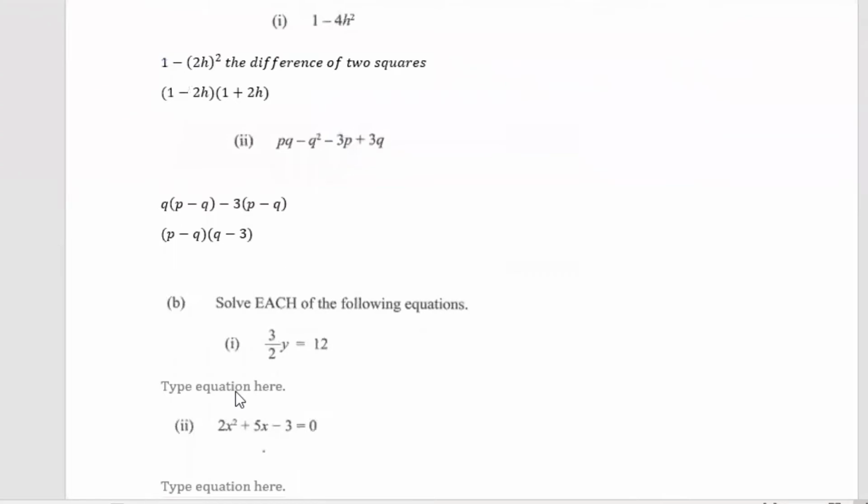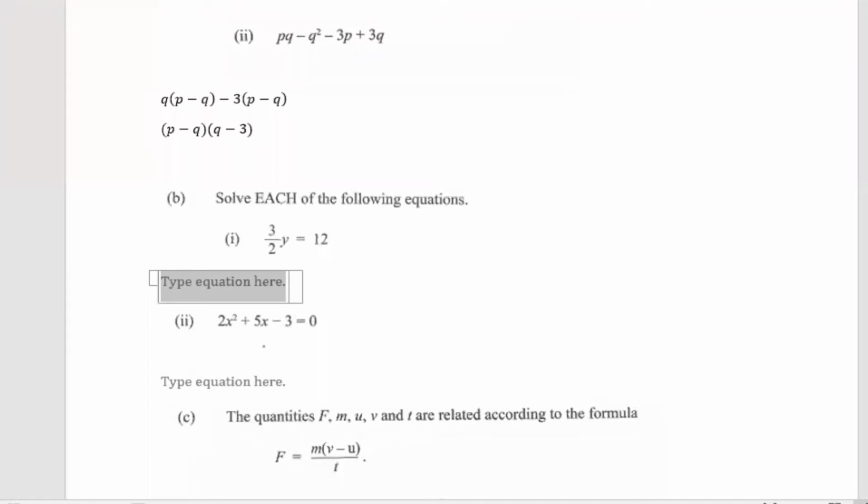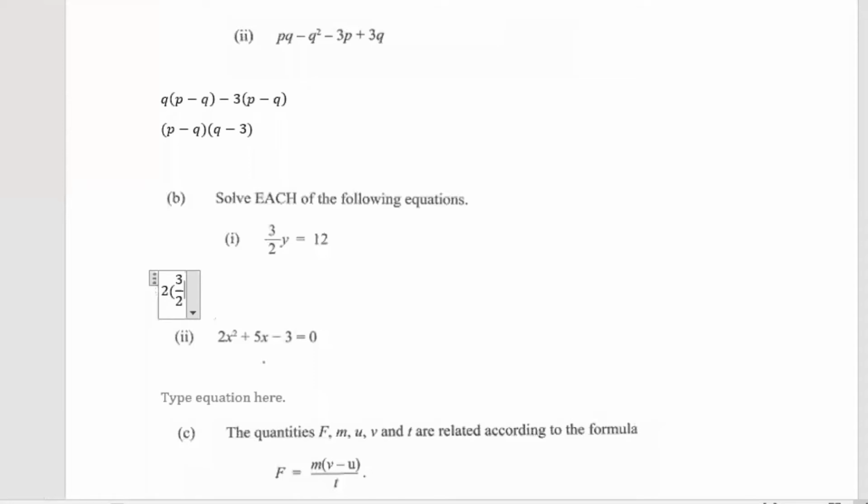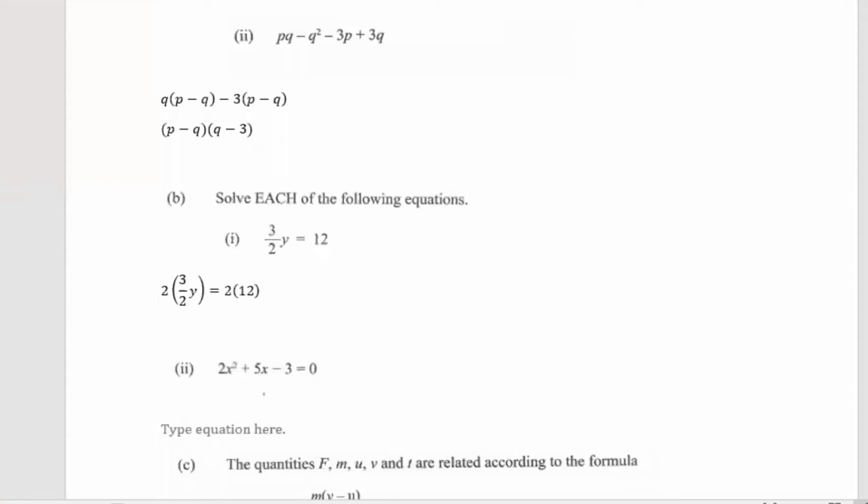Part B now says, which someone brilliantly already got the answer, 3 over 2y is equal to 12. So I usually work this by finding the LCM and then using the LCM to multiply by each term in the equation. So in this case, our LCM is 2, so I'm going to multiply 2 by each term. So 2 multiplied by 3 over 2y is equal to 2 multiplied by 12. So we're multiplying the LCM by each term in the equation.